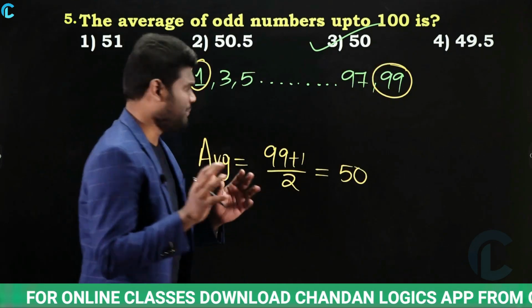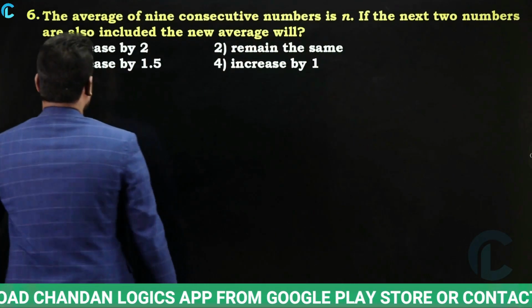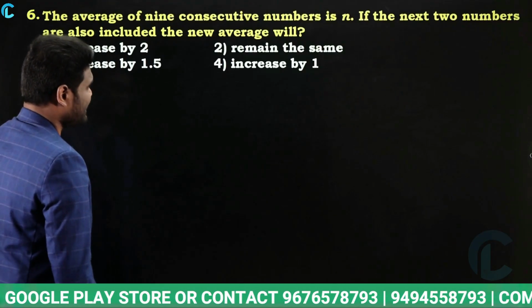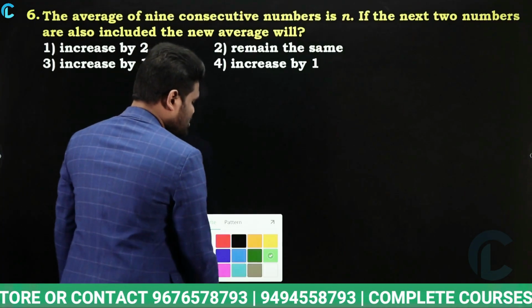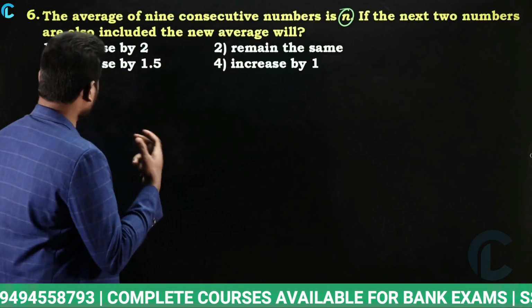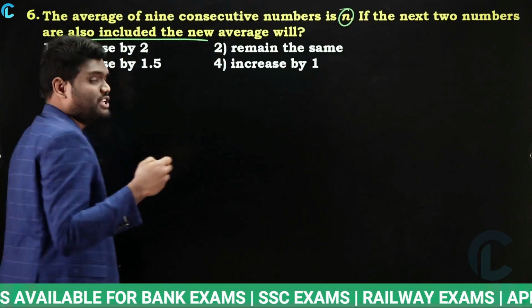Very simple and basic questions. Let us look at the next one. Next question is: the average of 9 consecutive numbers is n. So the average of 9 consecutive numbers is n. If the next 2 numbers are also included, the new average will be?